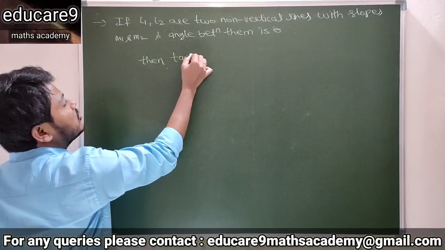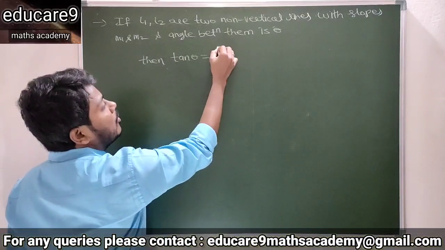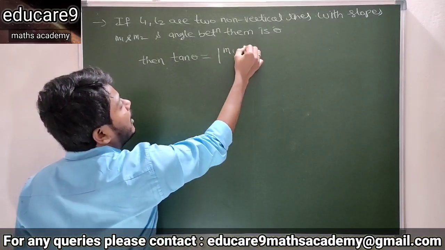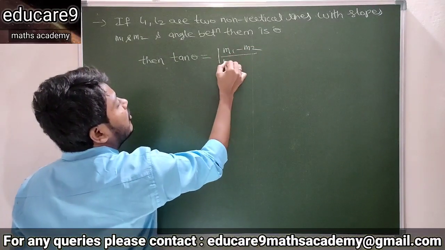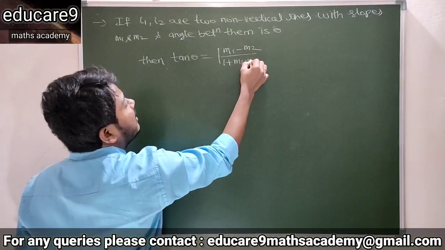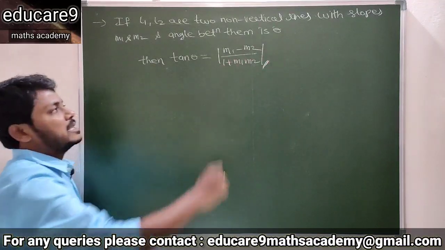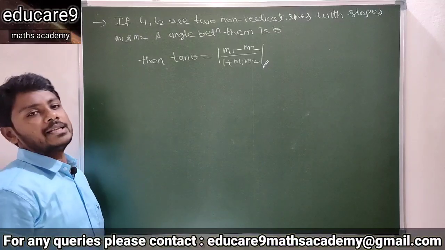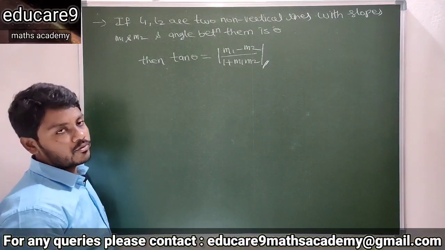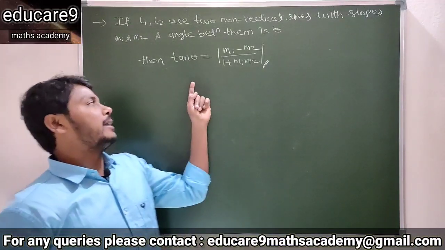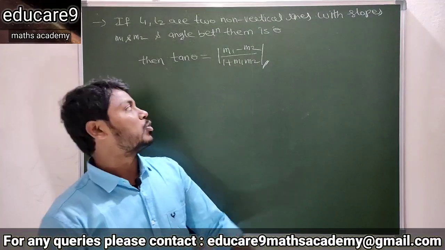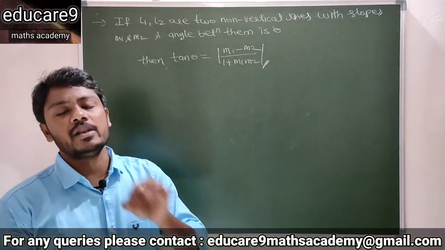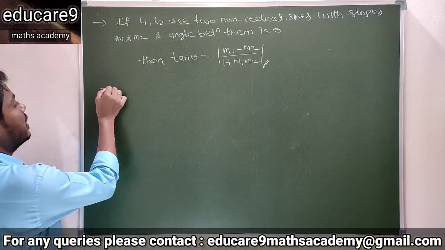So then tan theta is equal to what? Modulus of M1 minus M2 by 1 plus M1 M2. Okay. So this is the angle between two lines with slopes M1 and M2 formula. So what is that? Tan theta is equal to modulus M1 minus M2 by 1 plus M1 M2. See here next one.